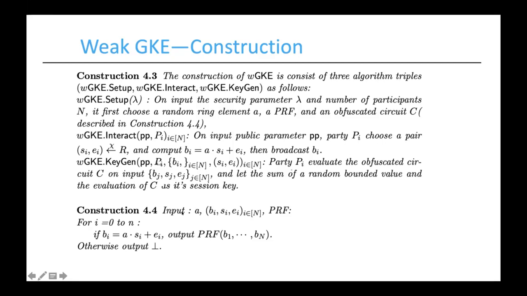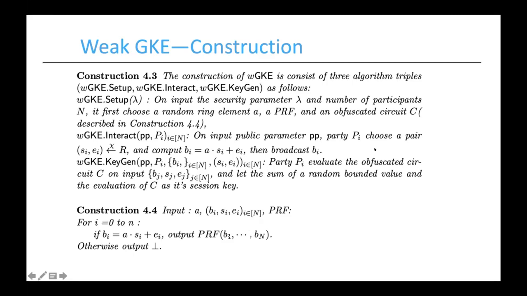The C is like this. The input is A, Bi, Si, Ei for all the participants, and the PRF. For every i from 0 to n, it checks: if Bi equals A times Si plus Ei, the output is the PRF value of B1 to Bn. That means if you have the secret key Si and Ei, you can correctly compute Bi. So every party Pi who has Si and Ei will satisfy this equation, and every party can correctly compute the PRF value of this, because every party has B1 to Bn, which were broadcast by others. So every party has this one.